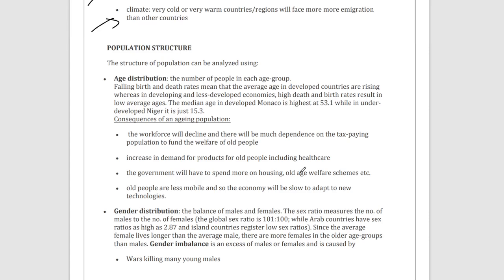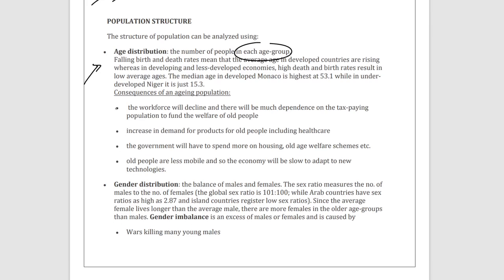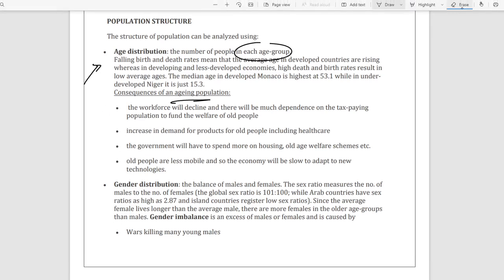Let's talk about population structure. When we're talking about population structure, we're talking about age distribution. We talked about this when we were talking about the determinants of labor. The first one is age distribution: the number of people in each age group, and the consequences of an aging population. This can actually come in a discuss question, so you need to know this.